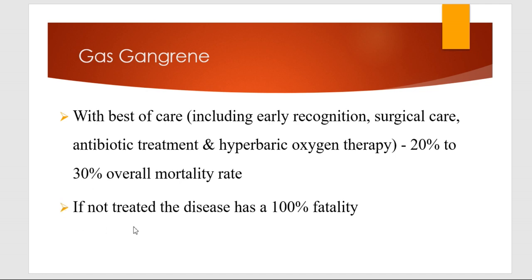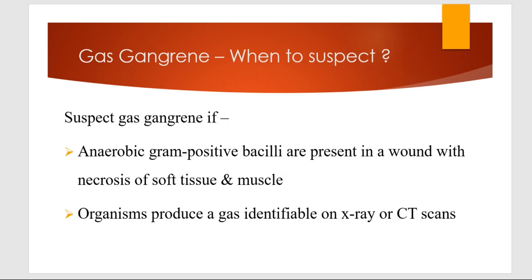But if we are not treating the patient, or if the patient is not receiving any treatment for that, the disease has a fatality rate of almost 100%, right? Now, when to suspect gas gangrene in any patient who is presenting to us with ischemia or the signs of gangrene? The answer is suspect gas gangrene if anaerobic gram-positive bacilli are present in a wound with necrosis of or involvement of soft tissue as well as the muscle, right?